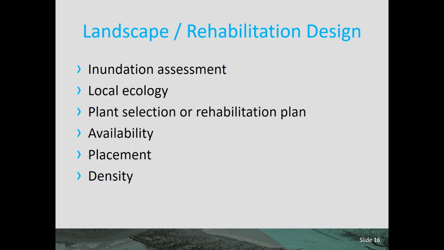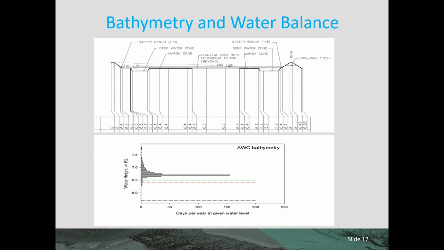I'll skip through those next ones. In terms of bathymetry and inundation, what we like to do is come up with a broad profile: this is how deep the wetland's going to be, this is where the levels are, and the sediment basin's this deep and the plant zone's that deep.